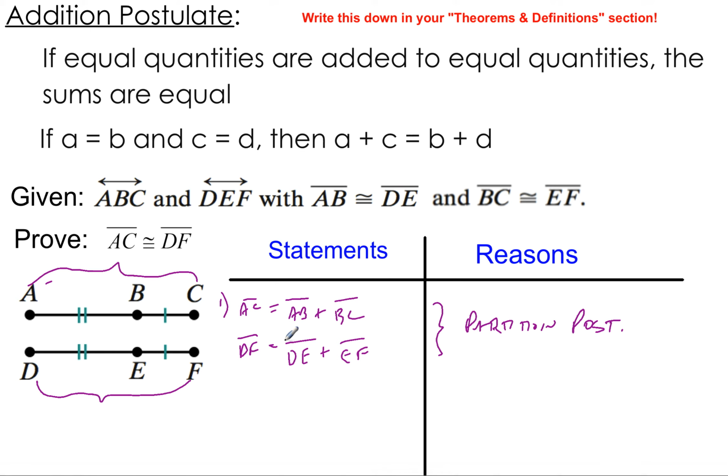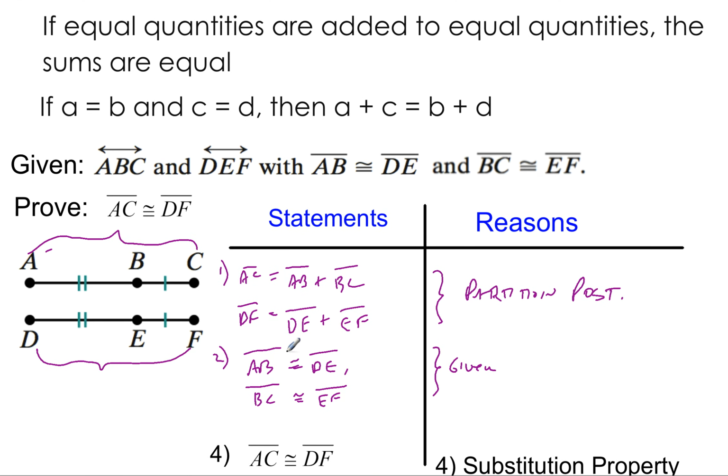Now, what's the next statement I'm going to say? Well, look at what they're giving me. They're telling me that AB is equal to DE, the two hash marks. So my statement number 2 is going to say that AB is congruent to line segment DE. And I'm also going to say that line segment BC is congruent to EF. You can see that by the single hash marks. And the reason for that is, well, it's given.